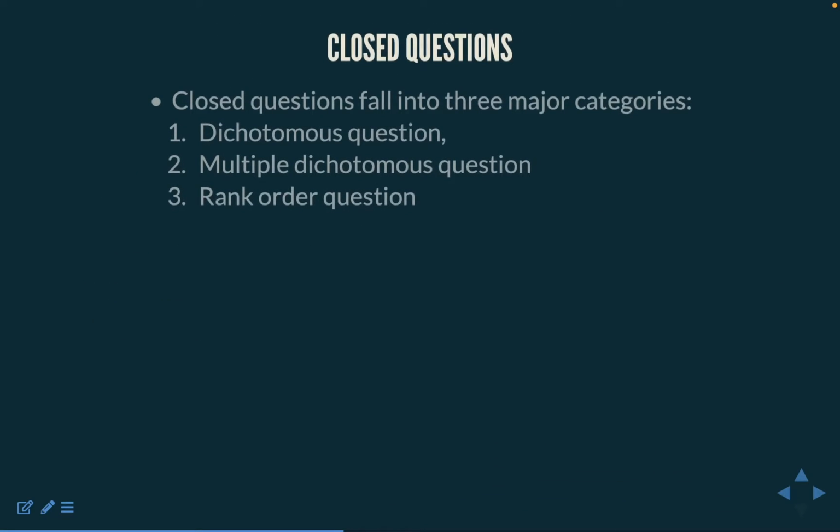Closed questions. These questions fall into three major categories: the dichotomous question, the multi-dichotomous question, and the ranked order question. The dichotomous question allows the respondent to choose from two possible responses. The multiple dichotomous question provides a list of possible responses and allows the respondent to select any number of choices from the list. The ranked order question is where respondents are asked to rate or rank each option that applies.